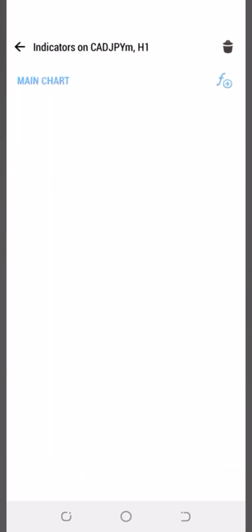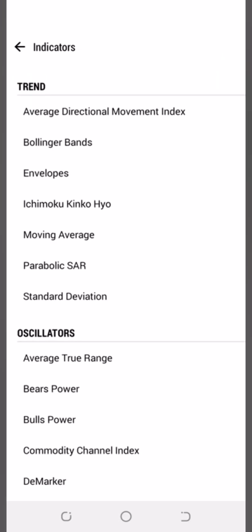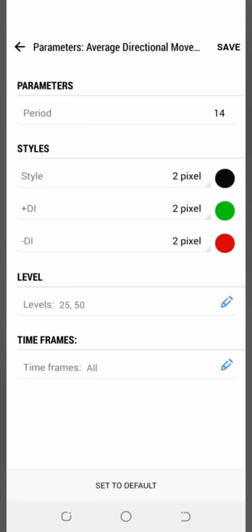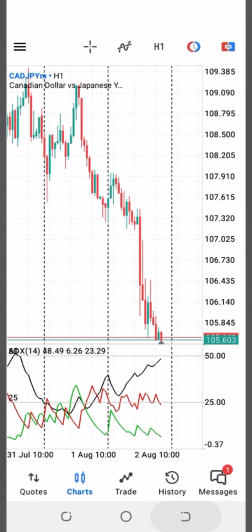Then we also have what we call the indicator. When you click on the indicator, it helps you to add pre-installed indicators on the charts. For example, let's say I want to add average directional movement ADX. So I come here, click, and boom, go back to the chart. So you see the indicator has been added. Then we have what we call the symbol. We can also change the instrument from here.